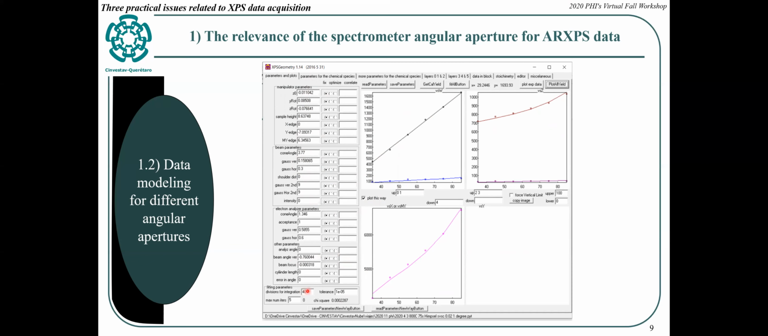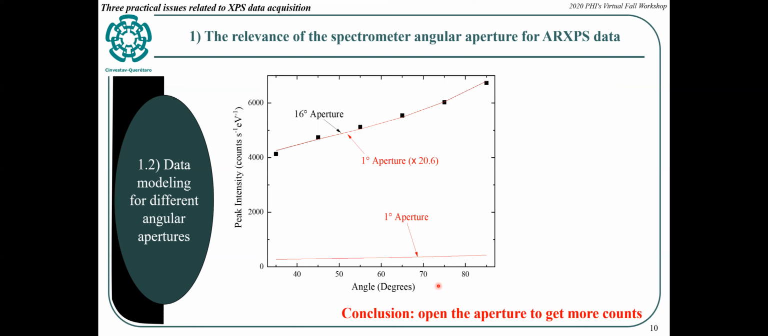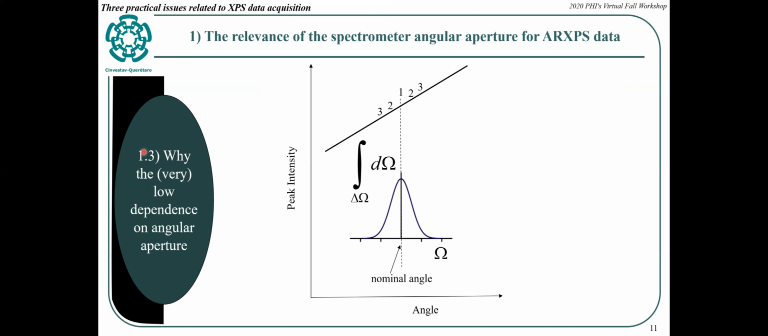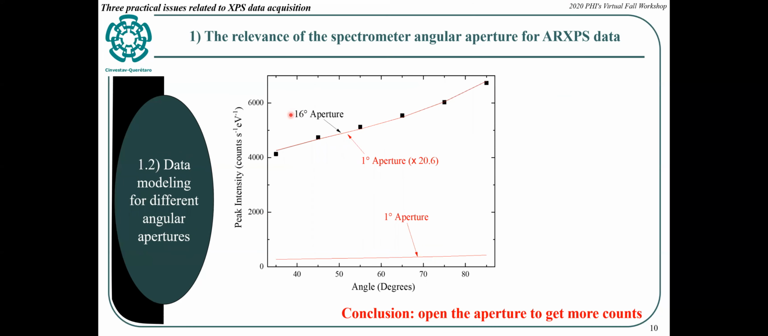So the conclusion here is that you can open the aperture, you get about the same line, about the same angular dependence, but you get many more counts. So now, why is there so little dependence on the angular aperture? You see that for 16 degrees and for 1 degree it is about the same angular dependence. Why is that?